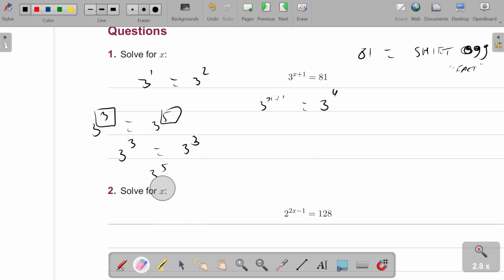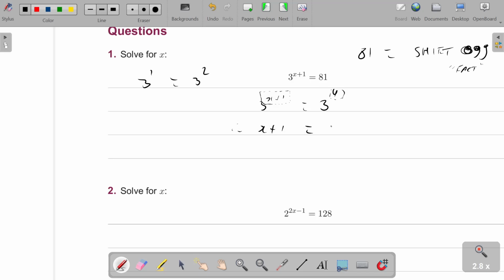What does that mean for us? This means that I can rewrite this problem as such. 3 to the power of x plus 1 is equal to 3 to the power of 4. That must mean that the exponents must have been equal for these two to be equal. Therefore, I can say that x plus 1 has got to be equal to 4. Therefore, x has got to be equal to 3. And that's the answer for that.